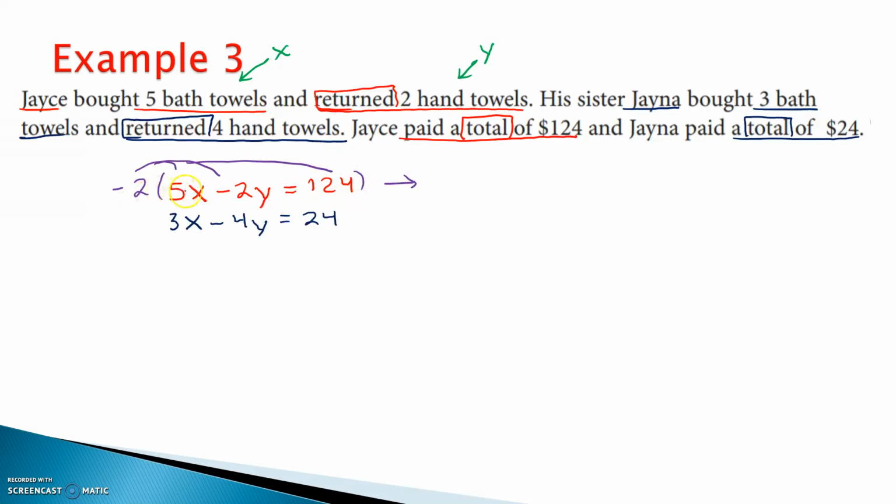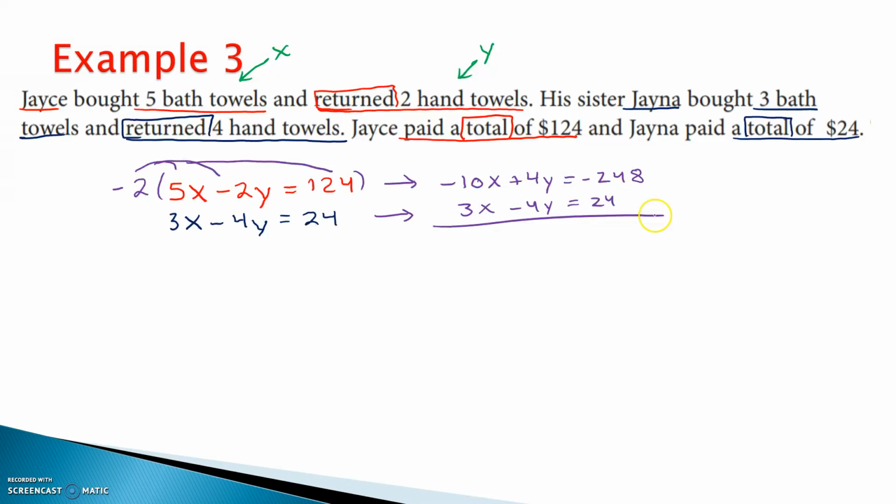Negative 2 times 5x is negative 10x. Negative 2 times negative 2y is going to give us that positive 4y that we need here to eliminate. And negative 2 times 124 is going to equal negative 248. Alright, now the bottom one does not have to change. I have 3x, I have minus 4y, I have equals 24.